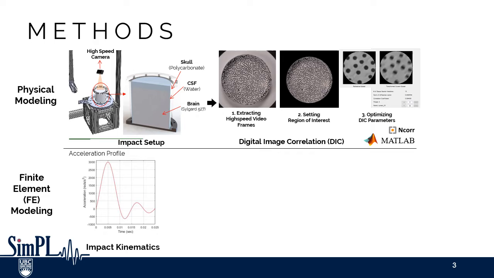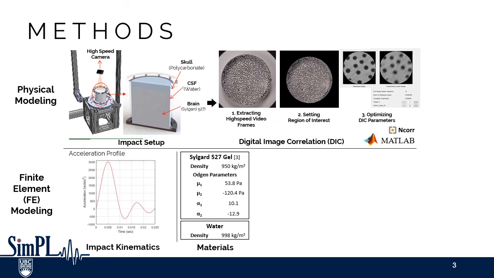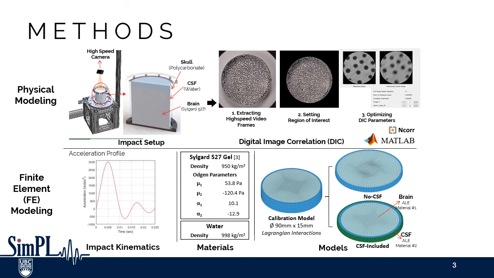The second part of the project is finite element, or FE modeling. We used a sine waveform with peak acceleration of 3000 radians per second squared and real impact data for the kinematics. The material parameters of the brain surrogate gel are modeled using Ogden parameters published by Dr. Cliven. 3 different FE models have been created in LS-DYNA.